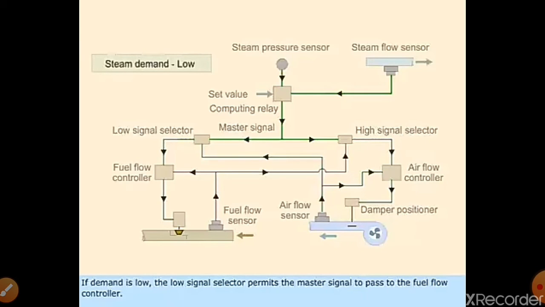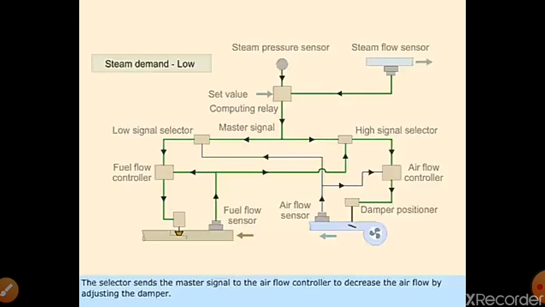what happens if demand is low? The low signal selector permits the master signal to pass to the fuel flow controller. The fuel flow controller decreases the flow of fuel by adjusting the fuel valve. The fuel flow sensor transmits the signal to the high signal selector and the fuel flow controller. Then the high signal selector gives a signal to the airflow controller, and the airflow controller closes the dampers according to the requirement of the system.